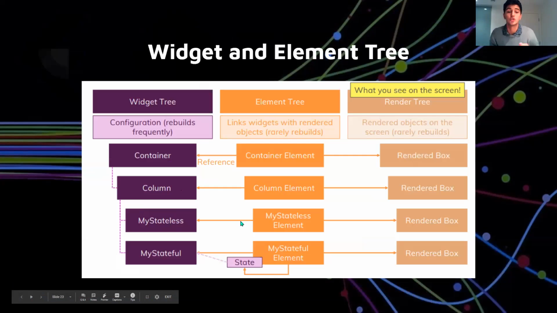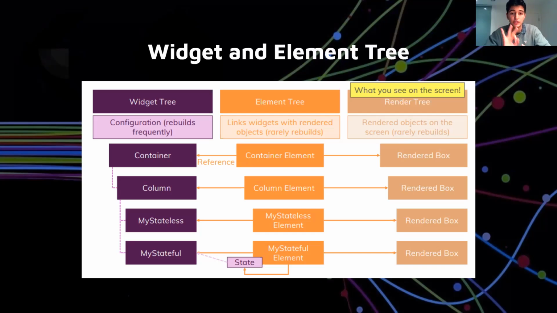So next is the element tree. This is again what I was saying about the tree of all widgets. You have 3 general trees in Flutter. One is the widget tree, which has a configuration which rebuilds almost every time you move your finger. If you scroll, if you swipe, if you move to another page, it'll reconfigure the widget tree.